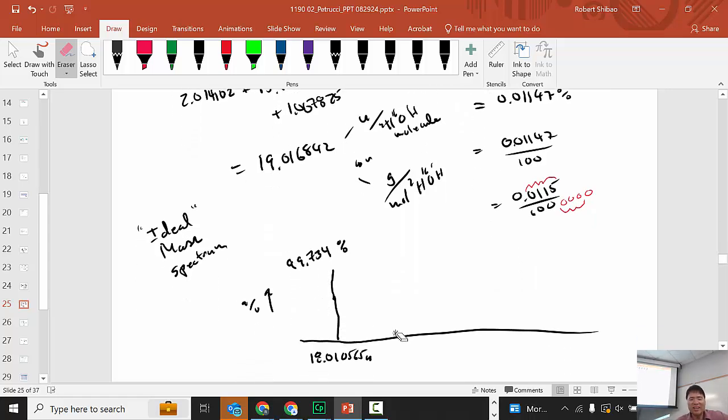Then I'm going to get another peak here at 19.01684, and there's going to be a tiny peak here. Now, what is the percent abundance of this peak? The percent abundance of this peak looks to be 0.0115%.